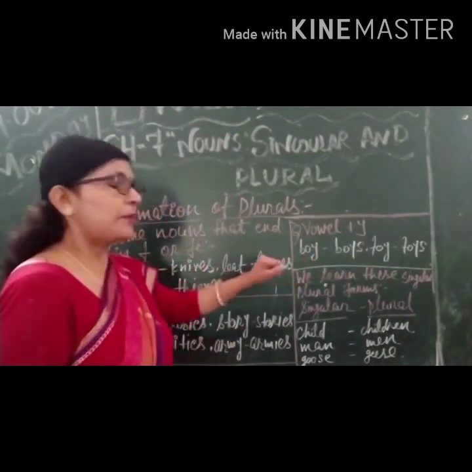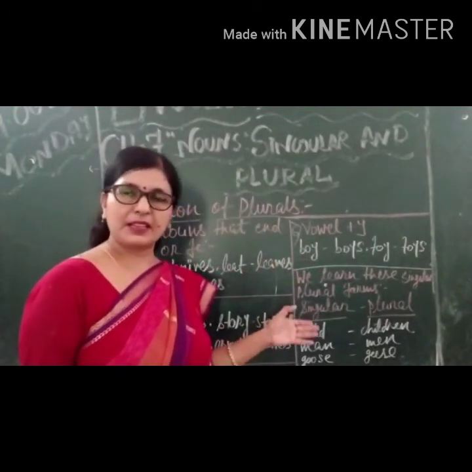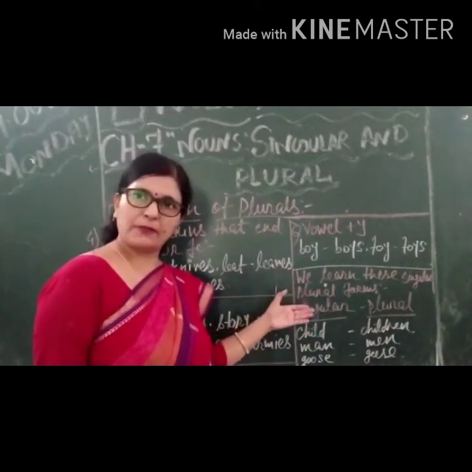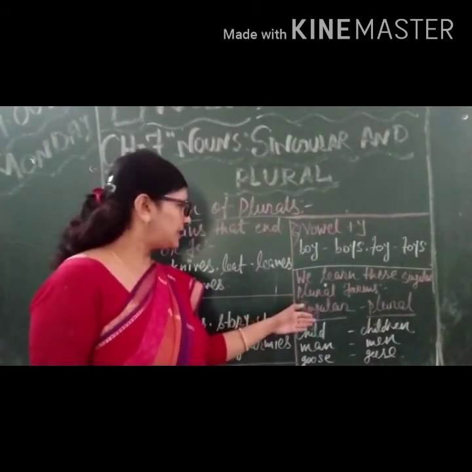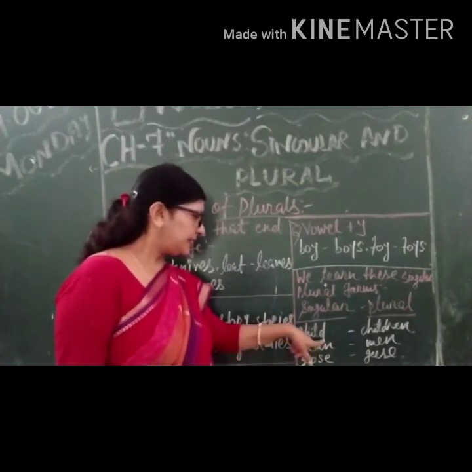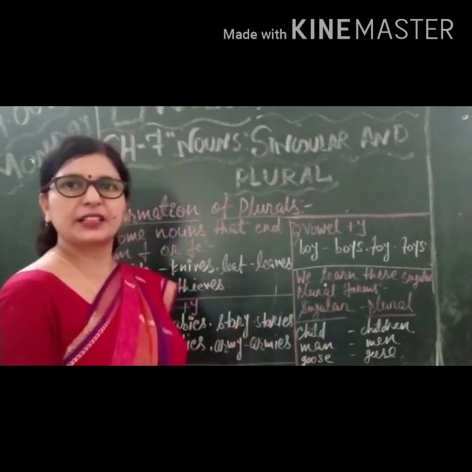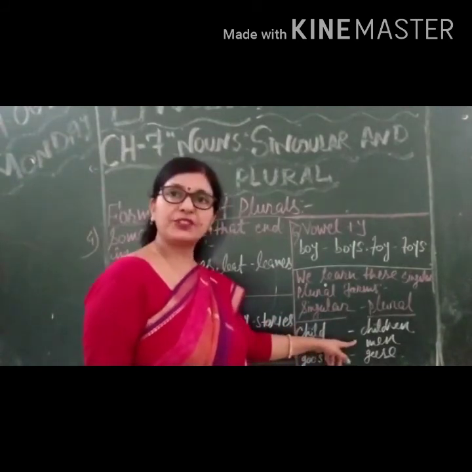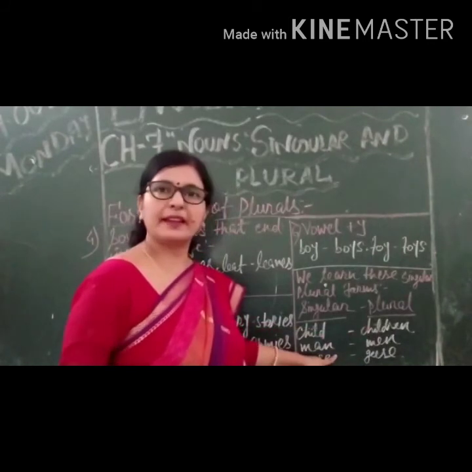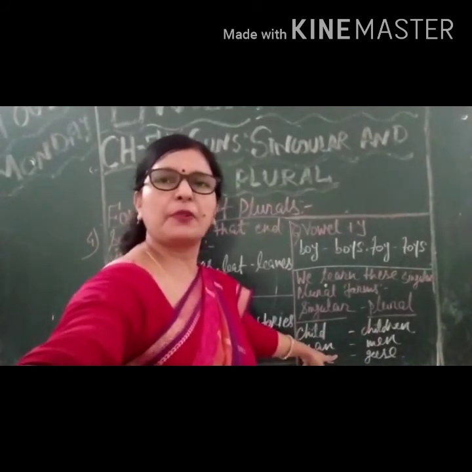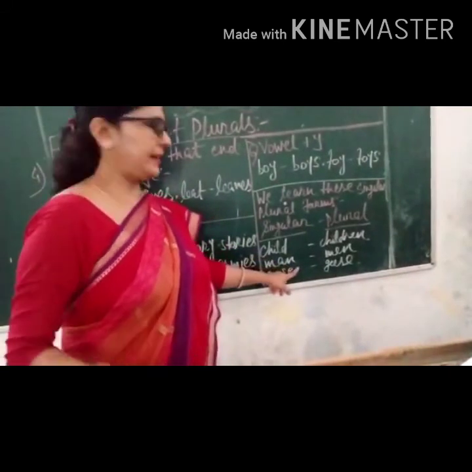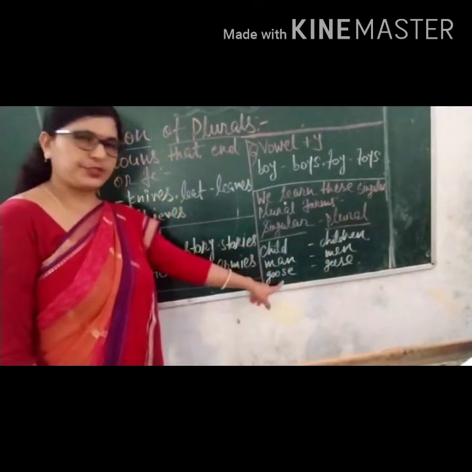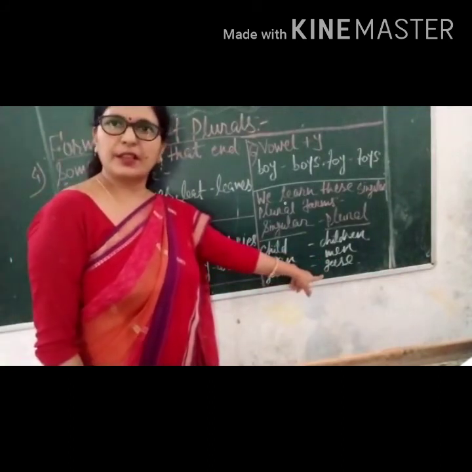Okay. But children, in some exceptional cases, you must learn some of the singular and plural forms. For example, here you can see the word child. So what will be the plural form of child? Children. Man. The plural form of man will be men, M-E-N. Goose. Geese.